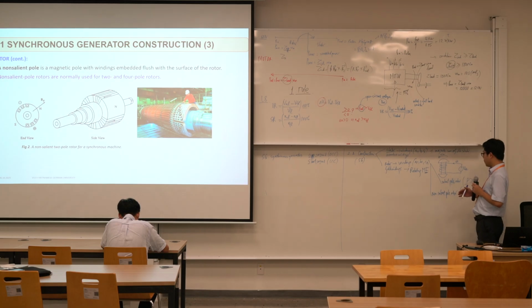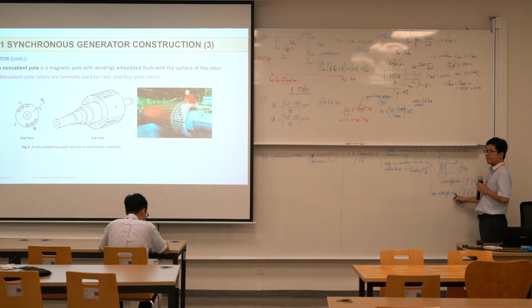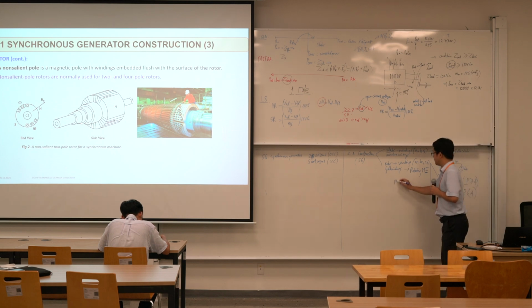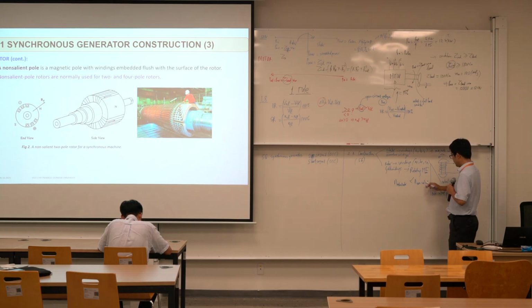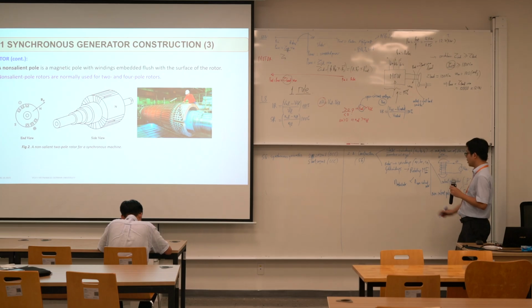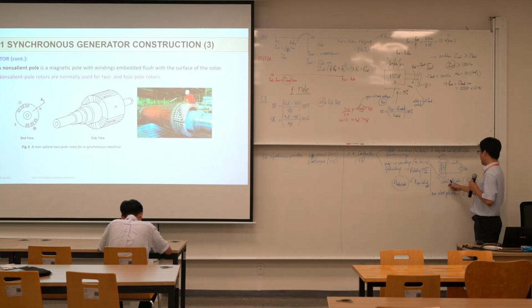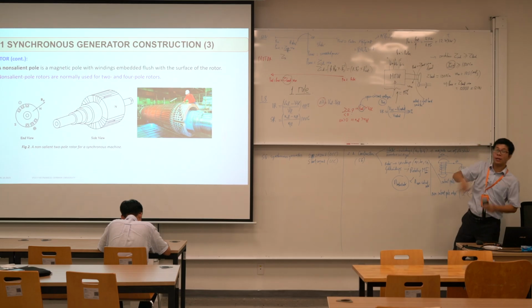So if we compare the speeds of the salient pole rotors and non-salient pole rotors, the speed of salient pole rotors is less than the speed of non-salient pole rotors. Okay. Of course, because the diameter of salient pole rotors is bigger, you cannot rotate so fast. You know?